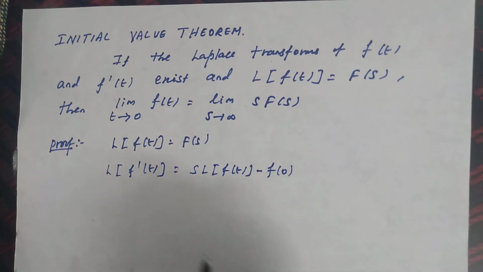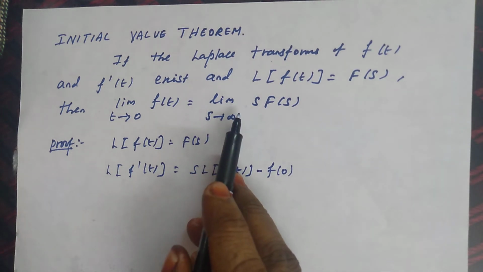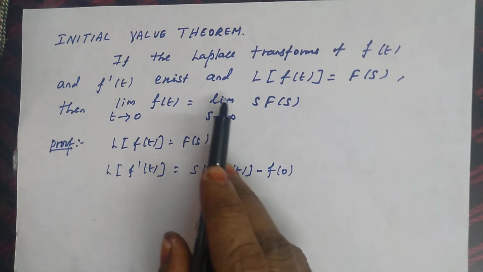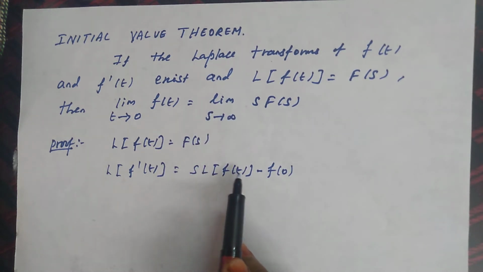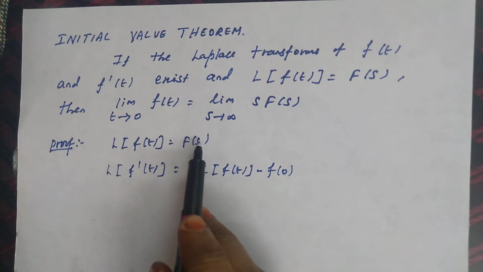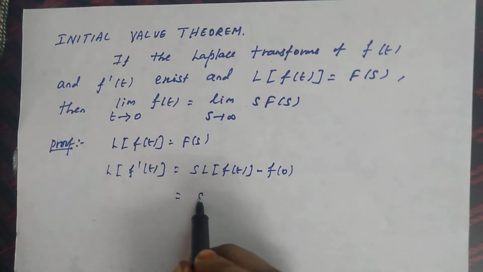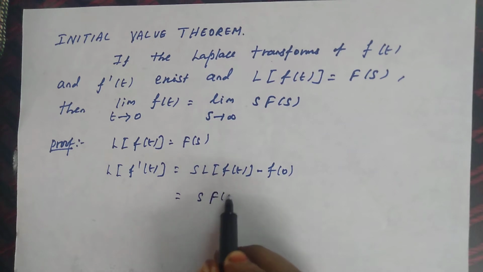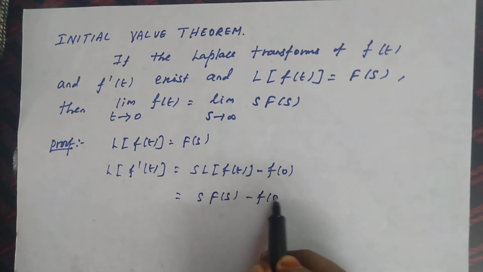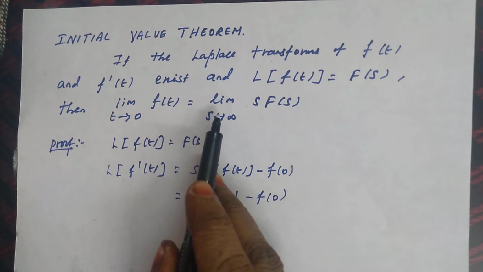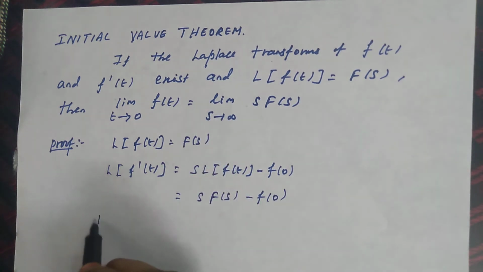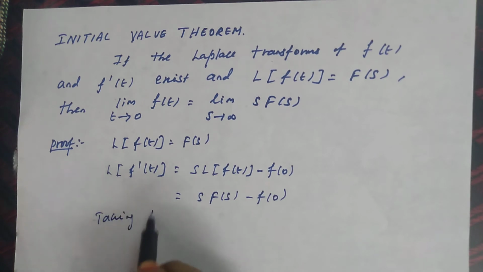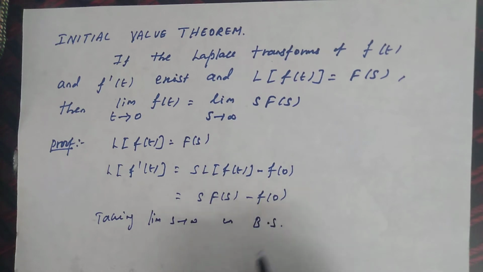So now according to the statement of initial value theorem, it is given limit s tends to infinity. In this place L of f(t) is nothing but F(s). So this can be written as s into F(s) minus f(0). Now according to this result we are going to take limit on both sides, limit s tends to infinity.